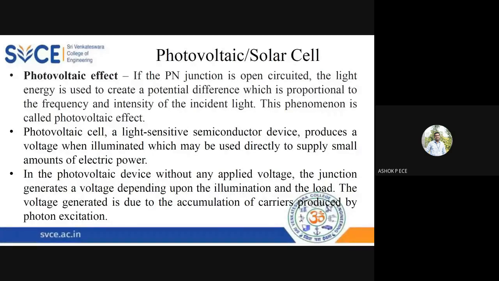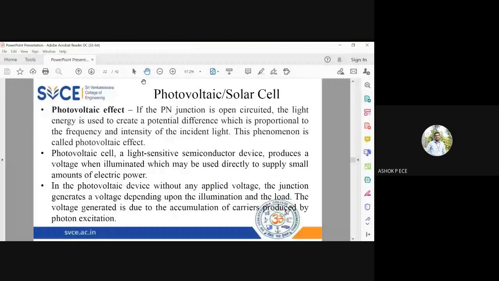So what all special semiconductor devices that are used in specific applications, we have seen those devices in the last few classes. So now we'll focus on photovoltaic or solar cell. So as you know, this device is going to work on photovoltaic effect.